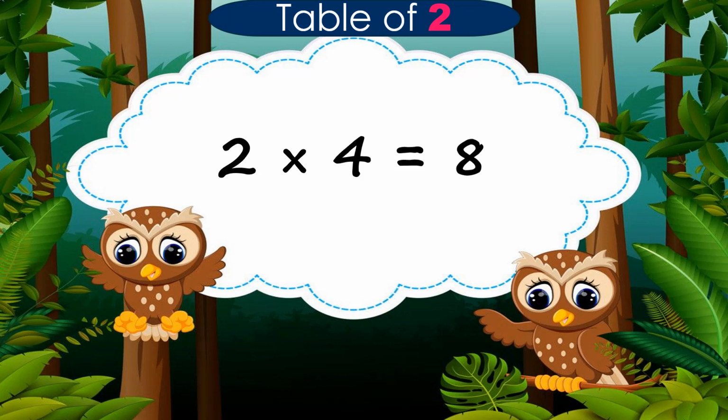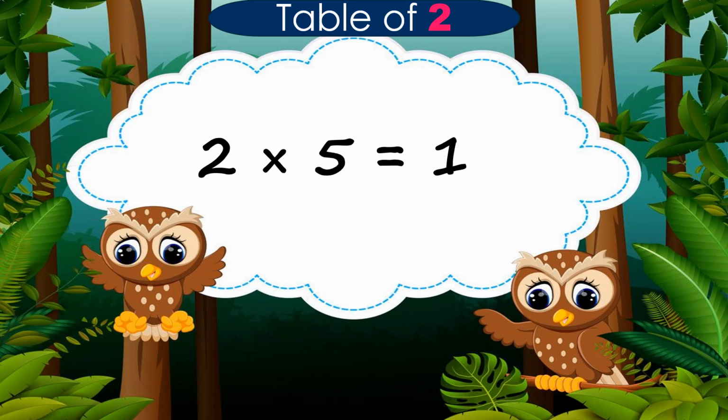2 fours are 8. 2 fives are 10. 2 sixes are 12. 2 sevens are 14.